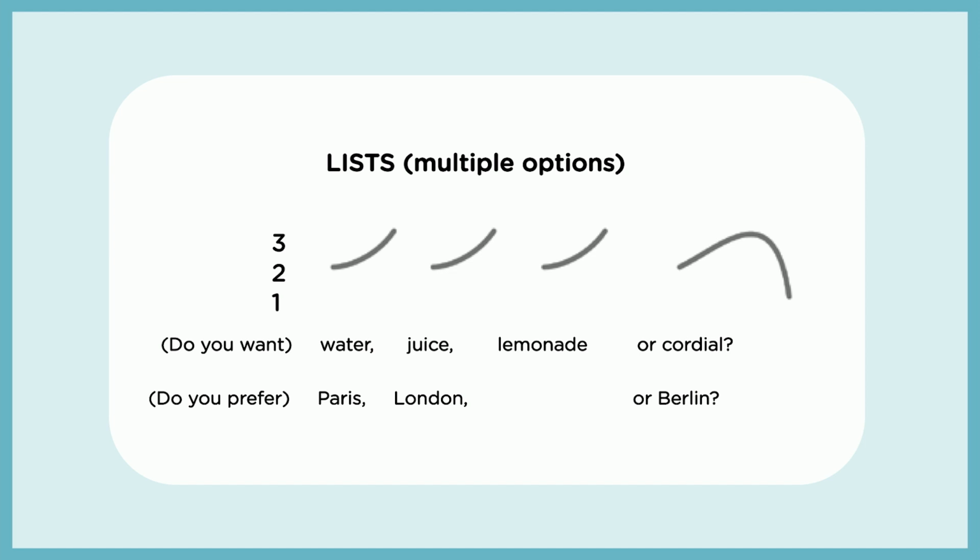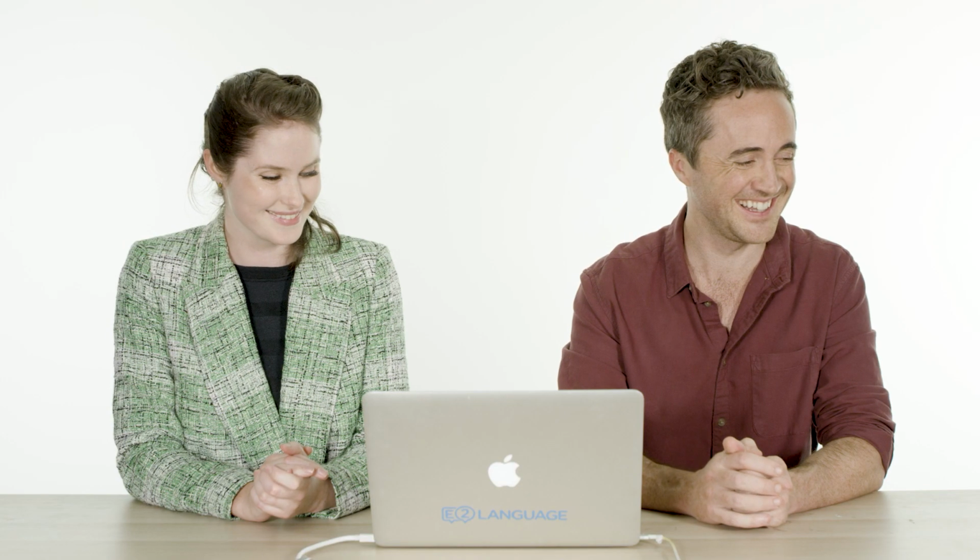Okay. So wait, let me try. Would you like tea or coffee? Magic. Yeah, you got it. Okay, cool. And now, lucky last, the final type of question intonation is lists. So this is the question you asked me at the start of the section. So let's try it again. Do you want water, juice, lemonade, or cordial? All of them.